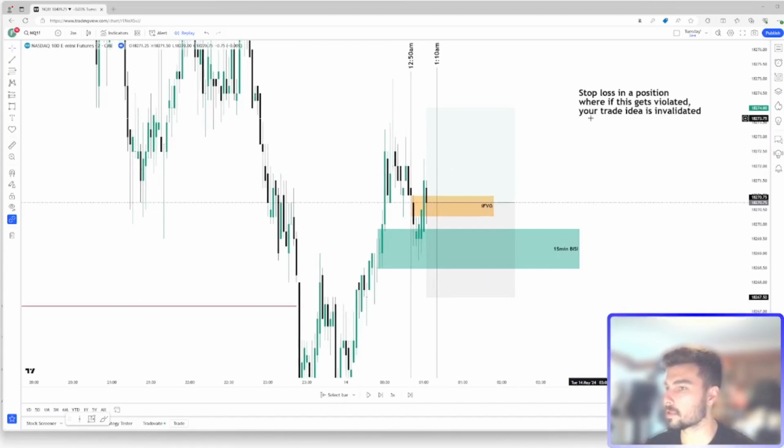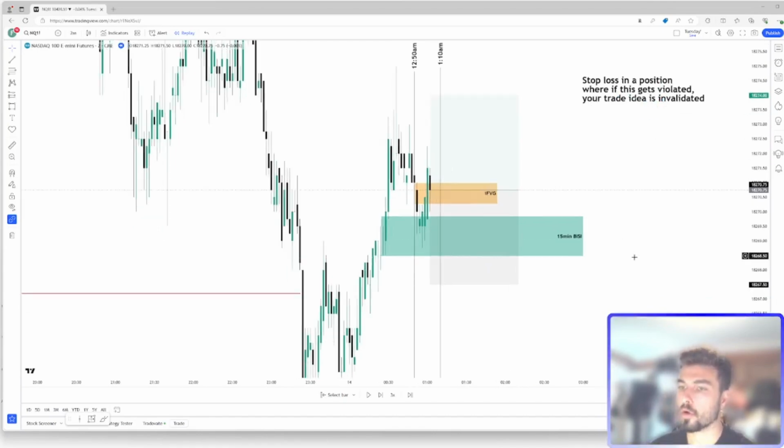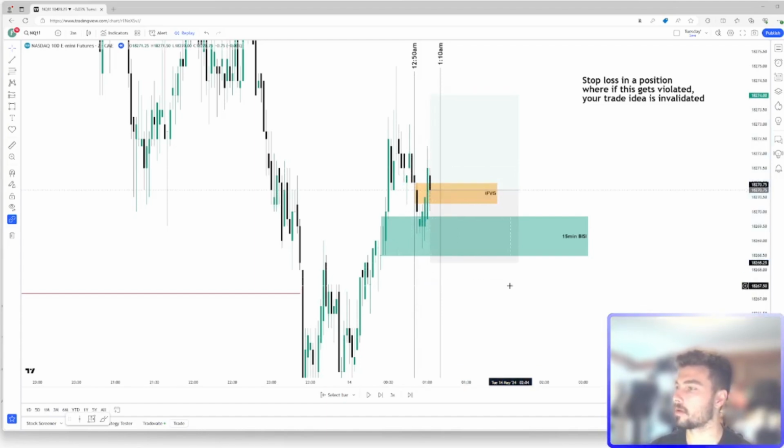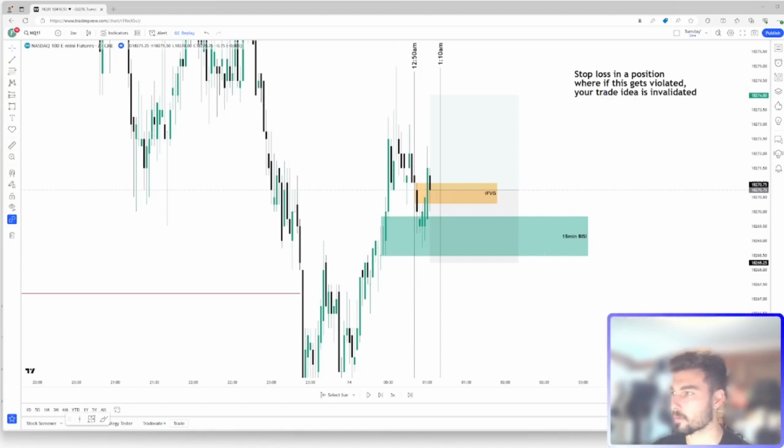Put your stop loss in a position where if it gets violated, your trade idea is invalidated. Would I want price to close below this 15-minute bullish fair value gap? No. Why? Because we've just used that to push price up to invert this fair value gap. So where is my stop loss going to go? It's going to go below this 15-minute fair value gap. Simple, right? Why? Because if this gets violated, then my trade idea is invalidated. I move on. I take the loss. Happy days. It's not a problem.